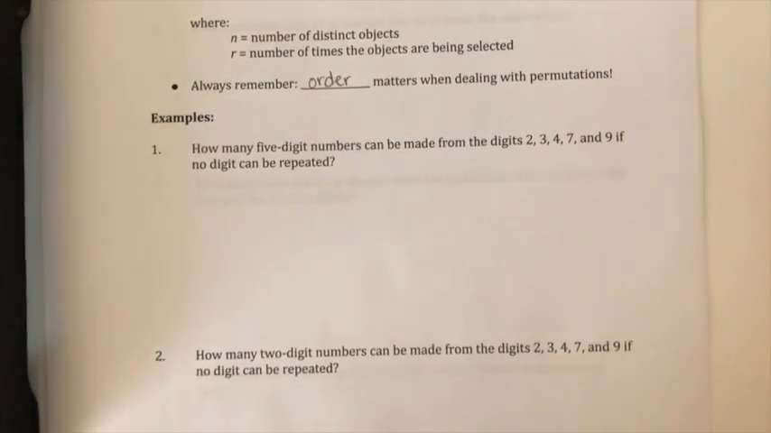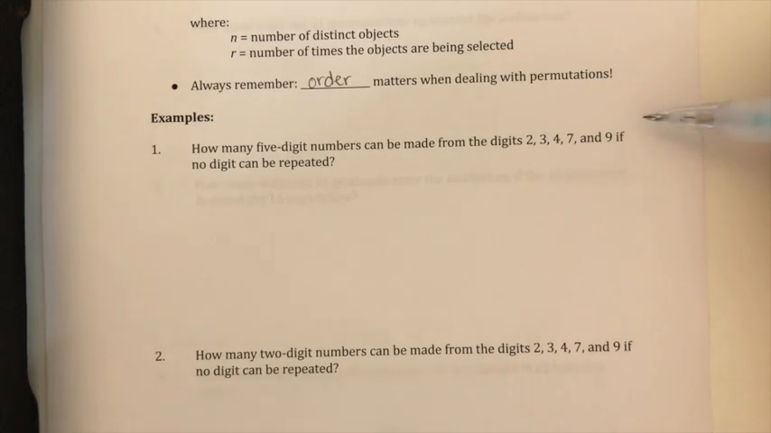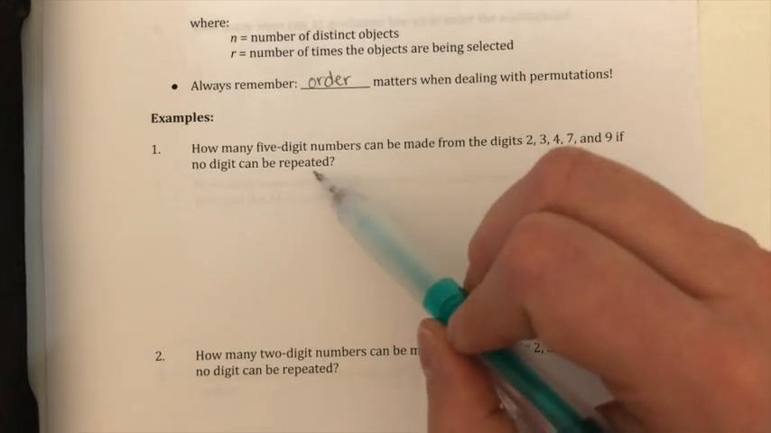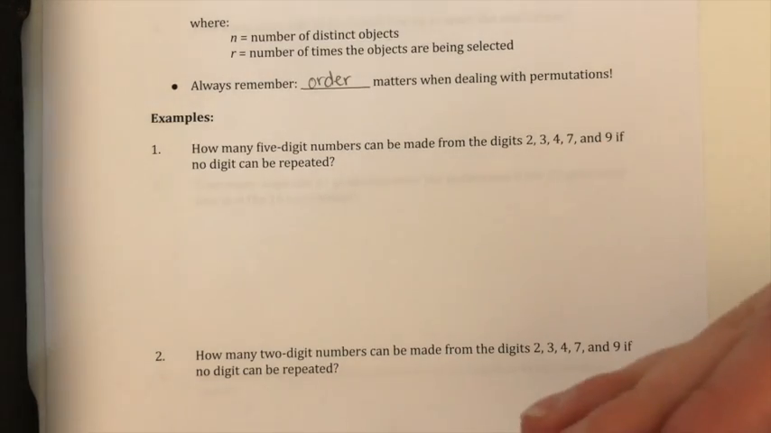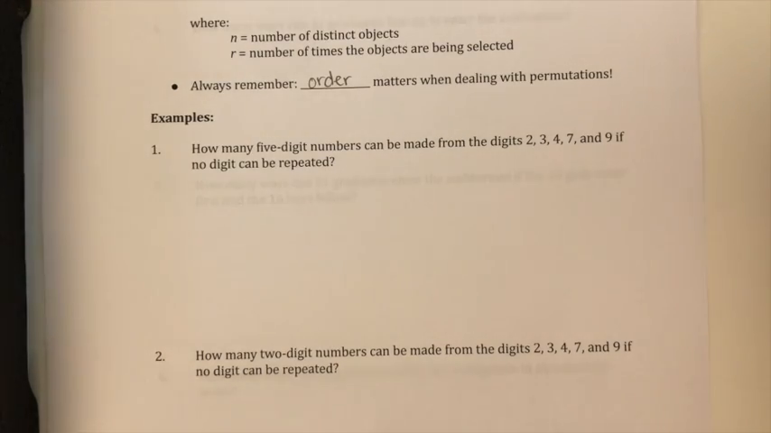Some examples here. How many 5-digit numbers can be made from the digits 2, 3, 4, 7, and 9 if no digit can be repeated? Again, we talked about this the last couple days. If we can't repeat, that means once we've used something, it's off the table, it can't be used again.